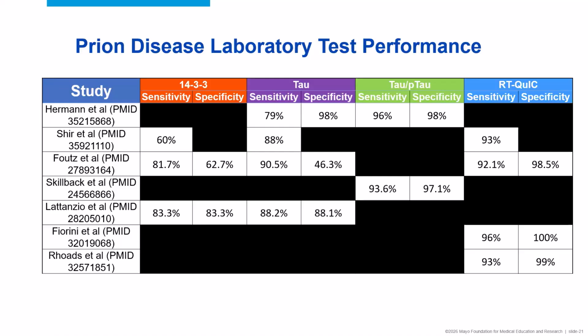More recently, I would say 2015 onwards, various groups have looked at, instead of just looking at tau, the tau to p-tau ratio to see if that has a better discriminatory performance. Studies reported on relatively large patient cohorts have demonstrated that the tau to p-tau ratio actually has a very good diagnostic performance. The specificity is not perfect, depending on the study, I think anywhere from 90 up to 98%, but with pretty good sensitivity in that 90% range. And then lastly, RT-QuIC assays, which is the focus of our talk.